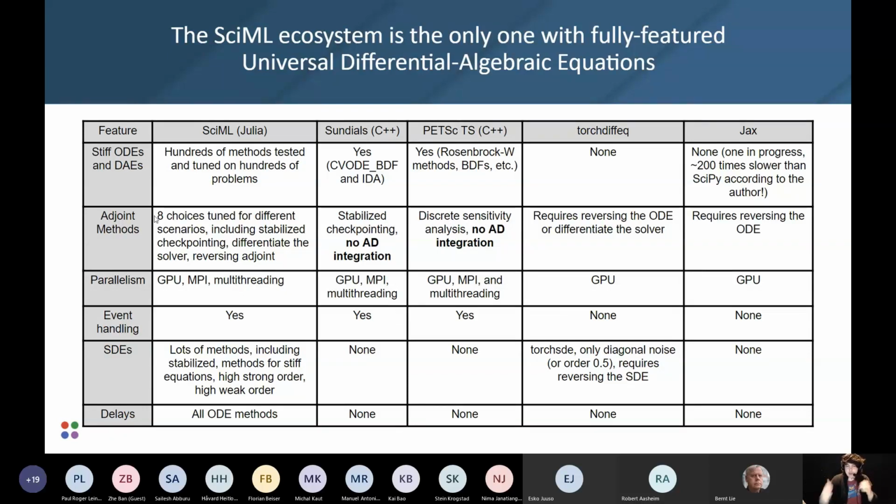Our new library has 8 choices of this. So it has stabilized checkpointing, it has discrete sensitivity analysis, reversing adjoint. So it has all these other methods that the other libraries have, but also has the AD integration to be able to handle this term in a way that is O(1) instead of O(n), which is not something that you could do with a purely numerical library. And it is something that you could do with PyTorch, but again, these PyTorch libraries don't have MPI integration, they don't have the ability to handle stiffness or DAEs, and they're fairly slow.